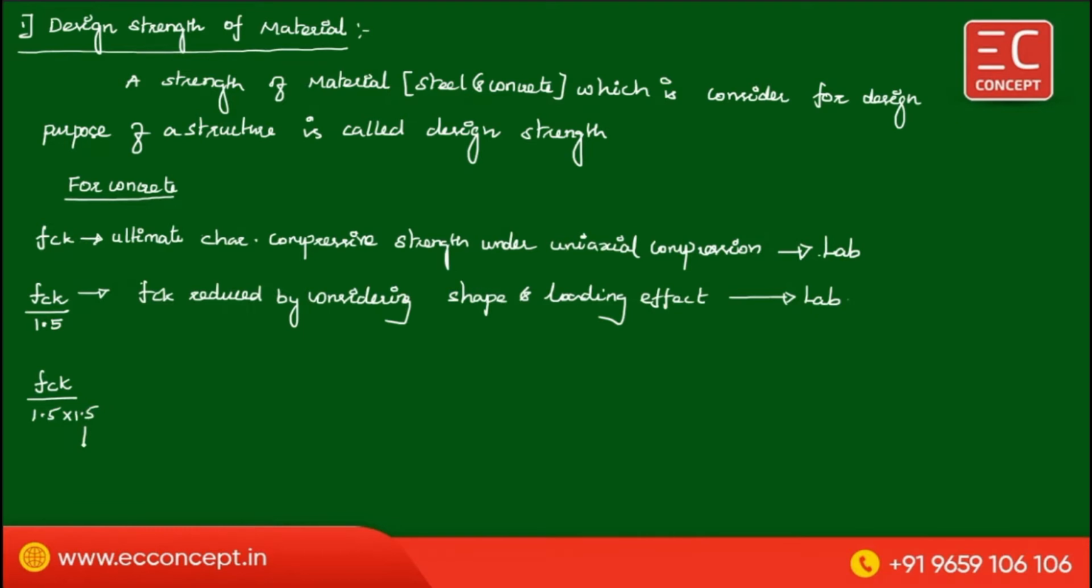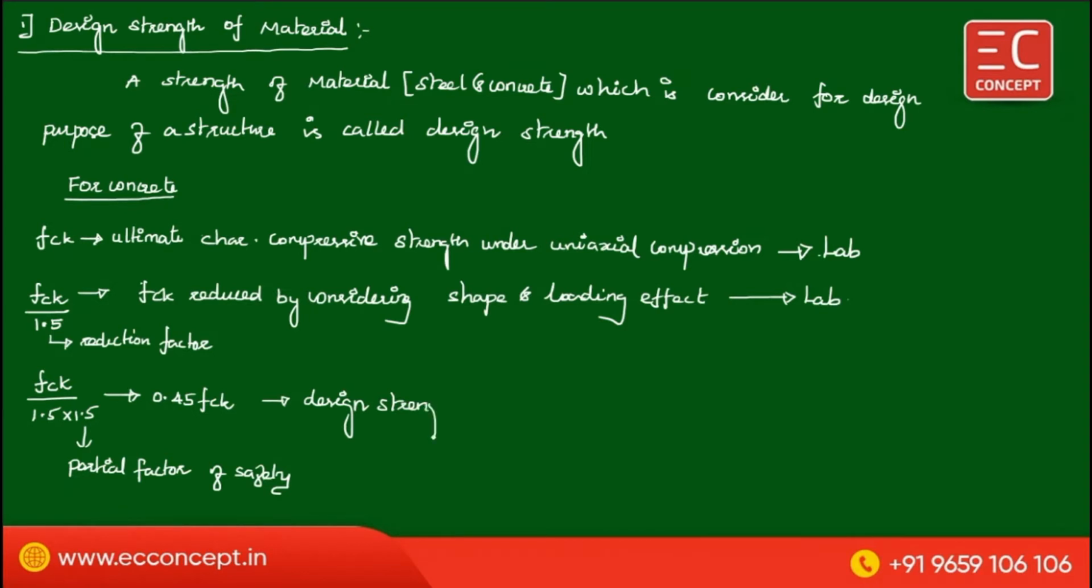And this is the partial factor of safety. Actually, the earlier factor is not the partial factor of safety, that is the reduction factor, which is used for considering the shape and load effect. But this is the partial factor of safety. So now this becomes 0.45 FCK. This is the design strength of concrete in field for all kinds of elements. So this is the important point.